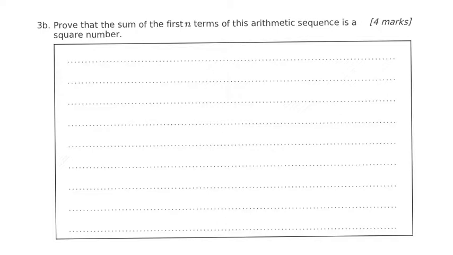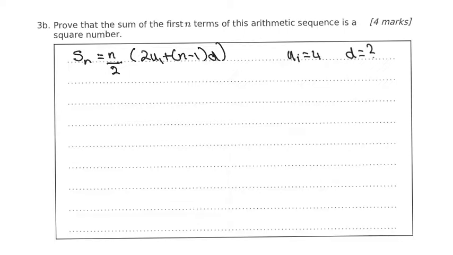3b. Prove that the sum of the first n terms of this arithmetic sequence is a square number. Well, we know that the sum of the first n terms is given by the formula S of n is equal to n over 2, brackets 2u1 plus (n minus 1) d. We know that u1 is equal to 4. We don't know what d is equal to, but we can find d using two consecutive terms.